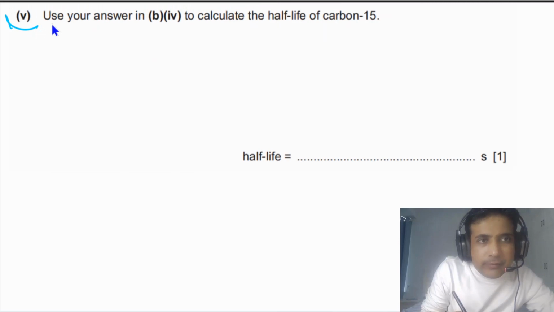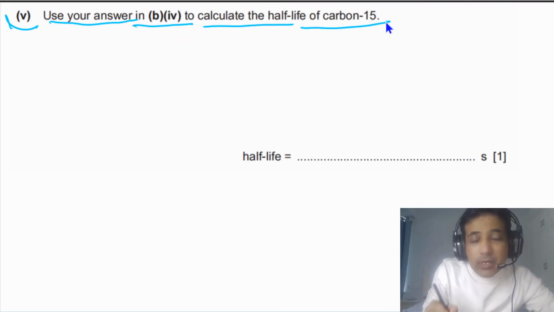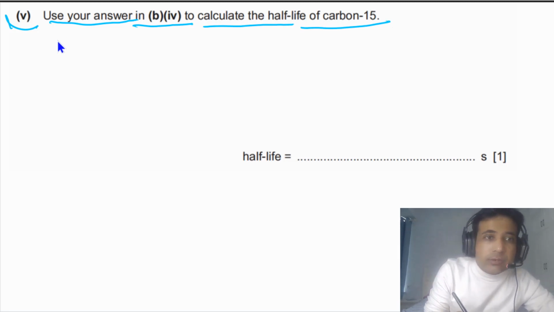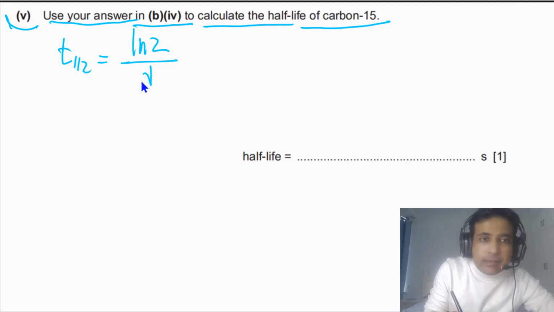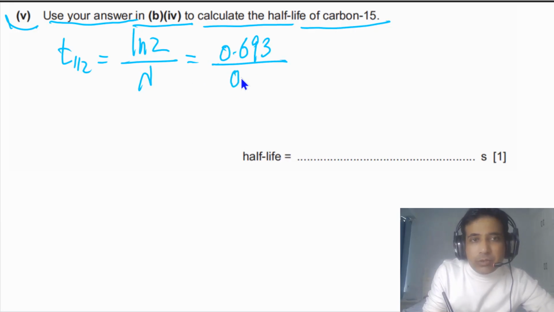For part 5, we need to use our answer from B4 to calculate the half-life of carbon-15. We have already determined the value of the decay constant. So simply, half-life is equal to ln 2 divided by the decay constant. Ln 2 is equal to 0.693, divided by the decay constant, which is 0.28. Now if we solve this, our final answer to 2 SF will be 2.5 seconds. If you got the right answer, you will get 1 mark, and this mark is only for the answer.